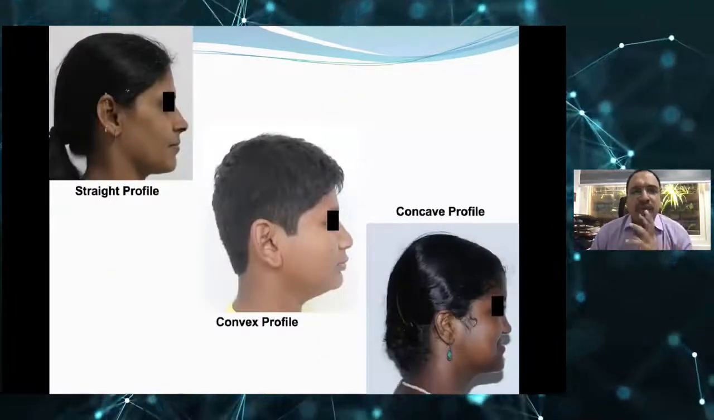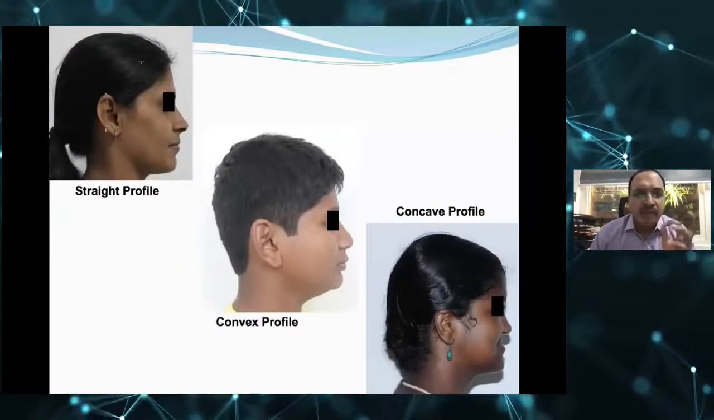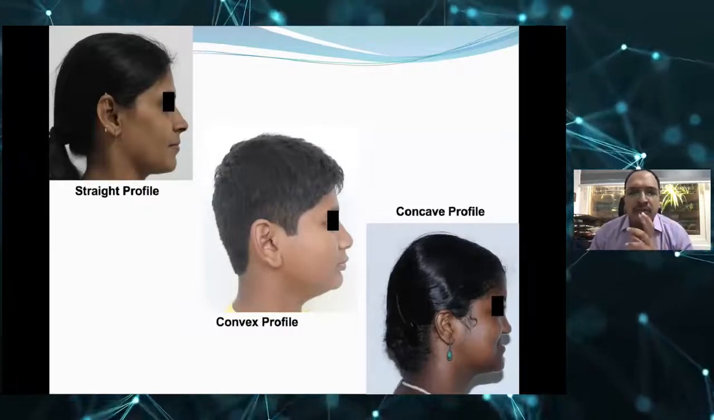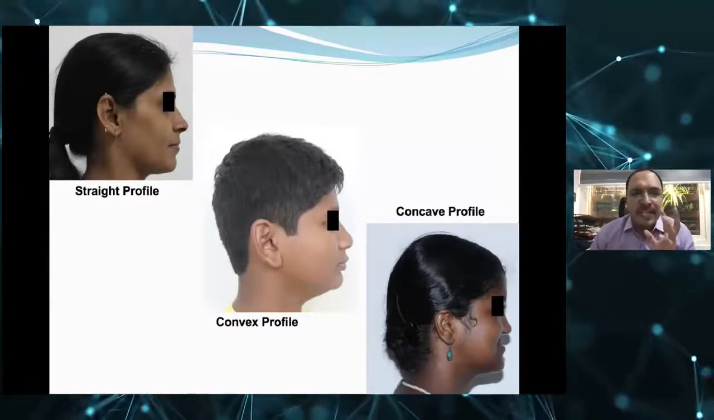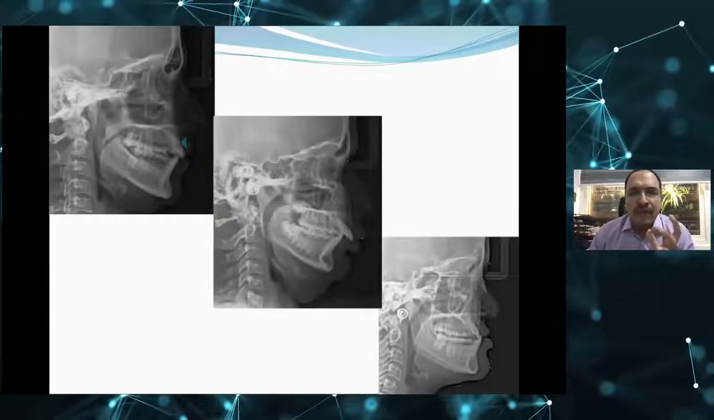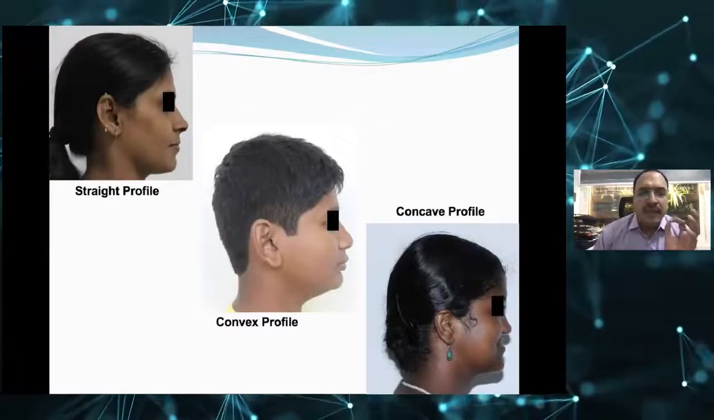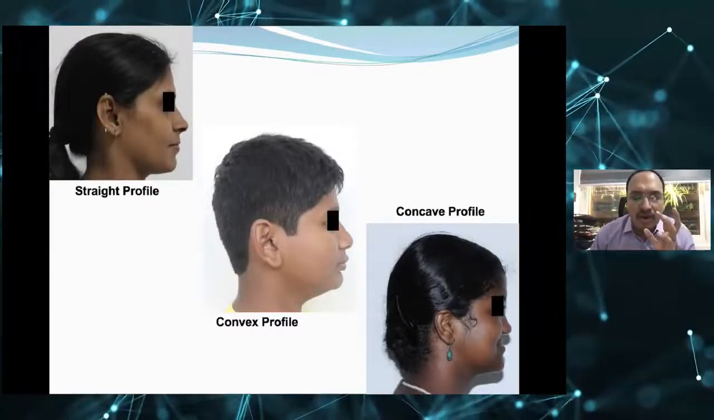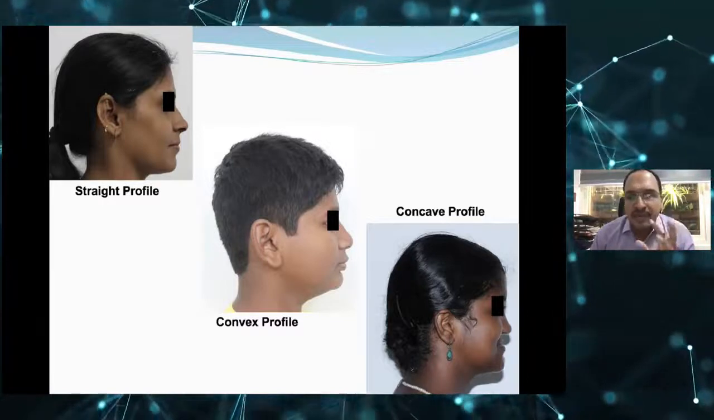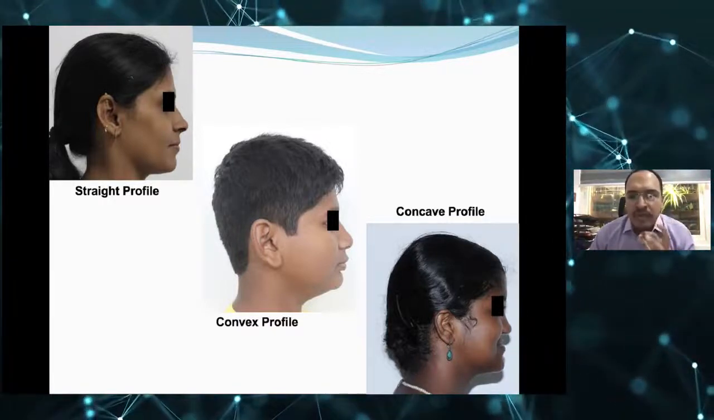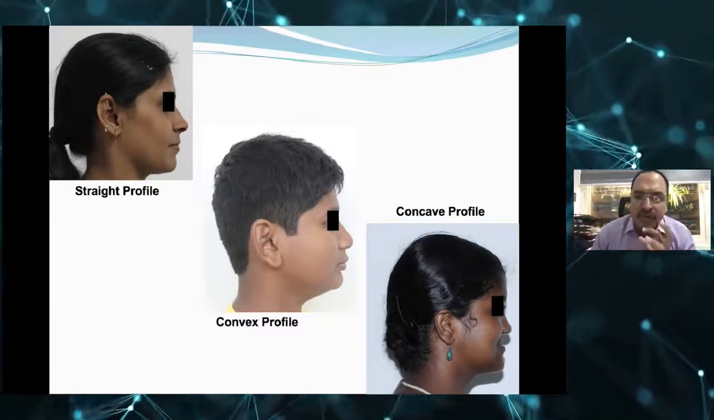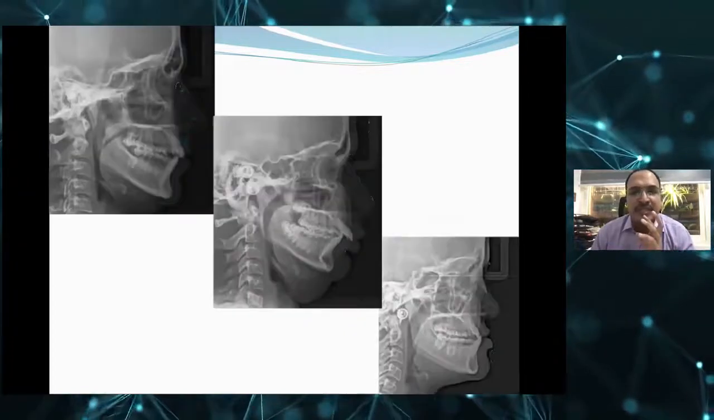So these are 3 profiles we categorize: a straight profile, a convex profile, and a concave profile. Straight profile is a very balanced profile, a very good profile. Convex profile is not a good profile. A very convex profile is always seen in patients with OSA. And what you see is another, a concave profile. This is also rarely seen in OSA patients.